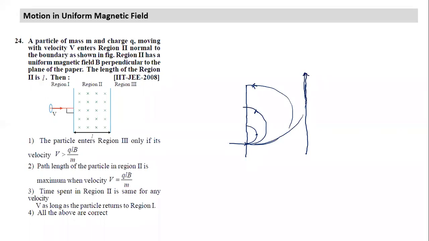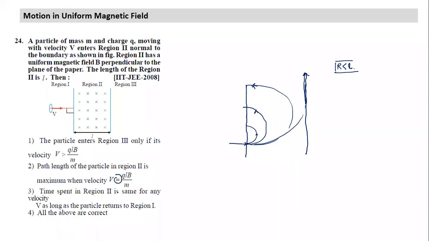So somebody may say R is just less than L. What happens if R is just less than L? What kind of motion will it have in that case? Semicircular path. Okay, so that's the condition. R is just less than L, for the path length in the region to be maximum, at maximum velocity. They are written in terms of equal, but it has to be just less than.